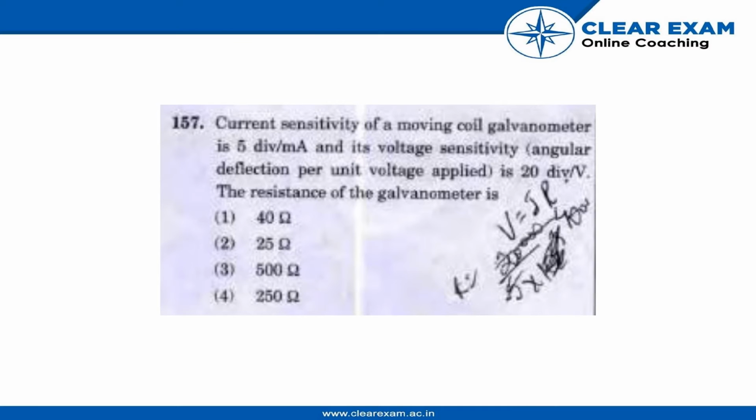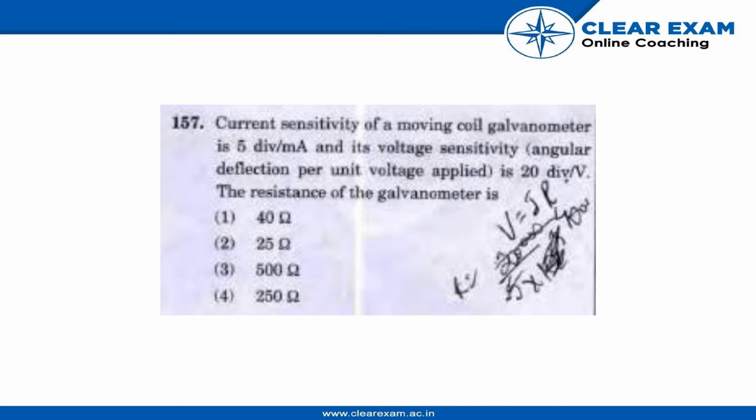Hello everyone. Now we are going to do this question: the current sensitivity of a moving coil galvanometer is 5 and its voltage sensitivity, angular deflection per unit voltage applied, is 20. The resistance of the galvanometer is: the options are 40 ohm, 25 ohm, the third option is 500 ohm and 250 ohm.